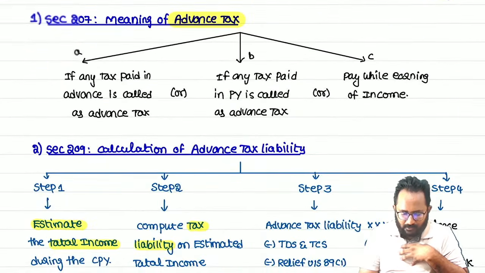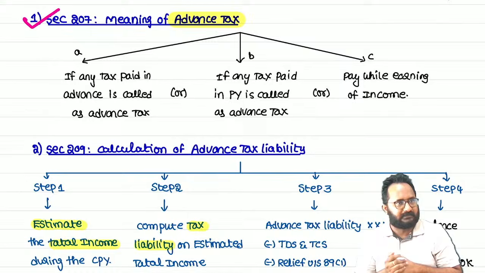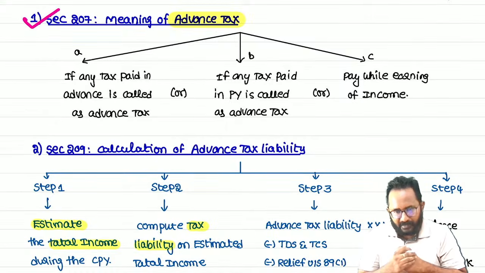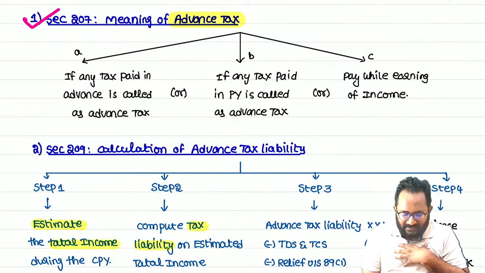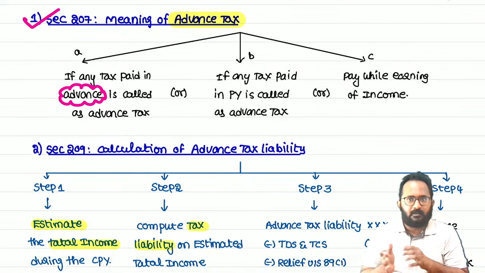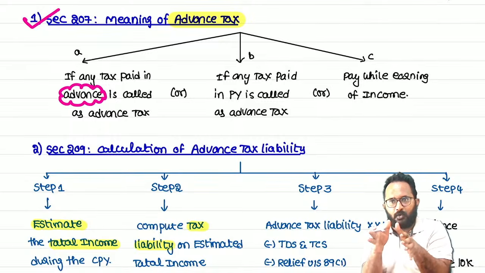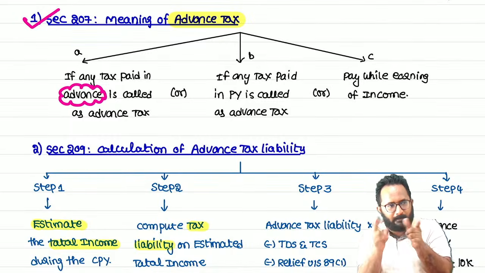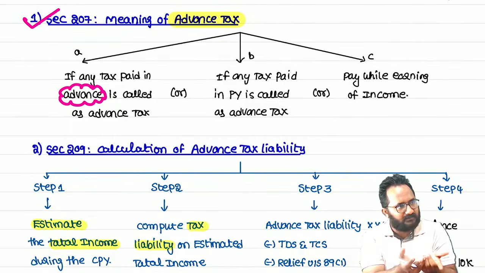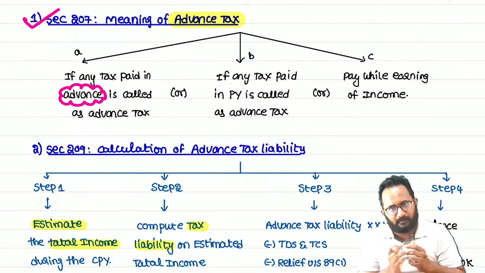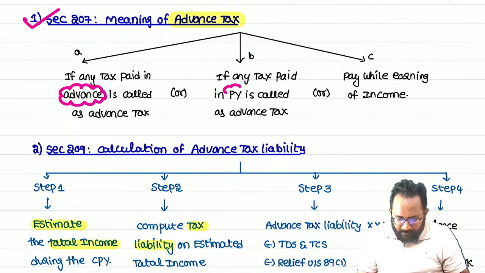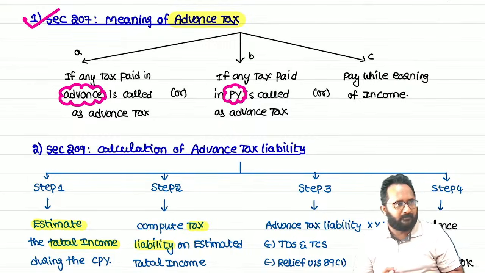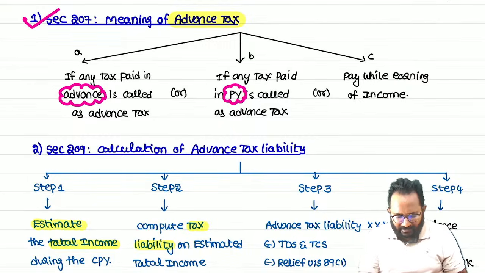207 is nothing but the meaning of advanced tax. What do you mean by advanced tax? Simply, any tax paid in advance is called advanced tax. Advance means generally you have to pay in the assessment year, but you are paying in advance in which year? The previous year. So that's why the tax is called advanced tax. If any tax is paid during the previous year, that is called advanced tax. You can write any definition, that is your wish. But the last one is technically important for MCQ.